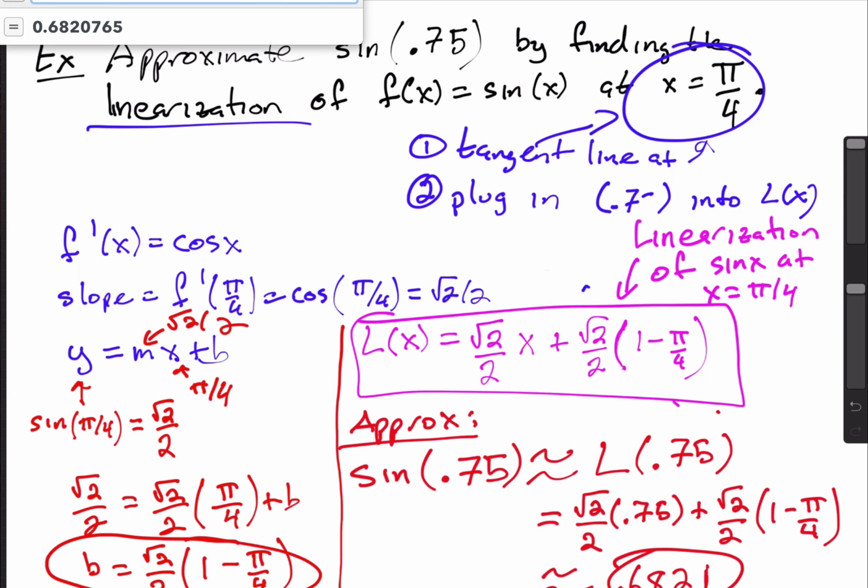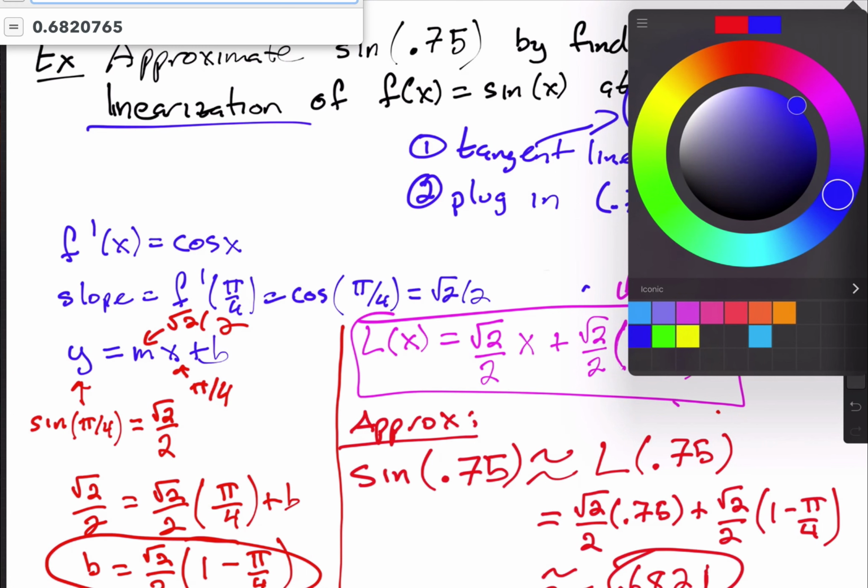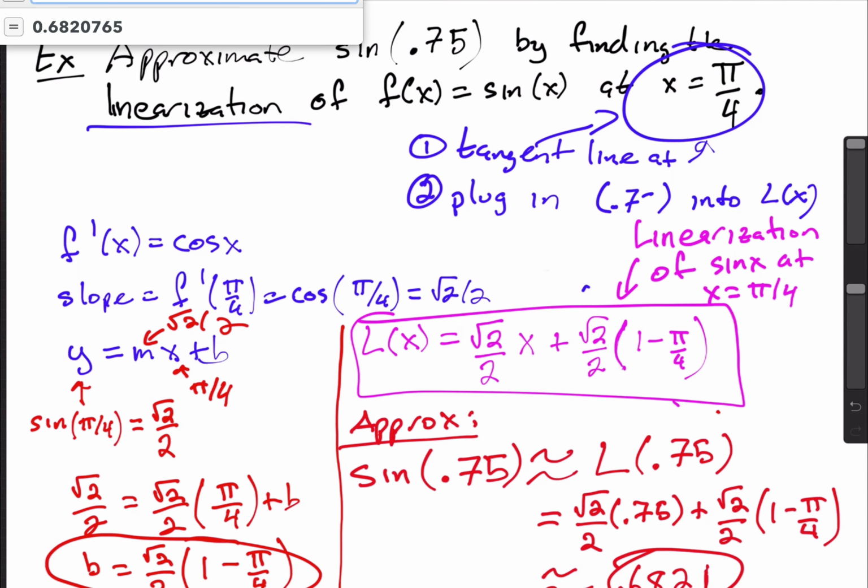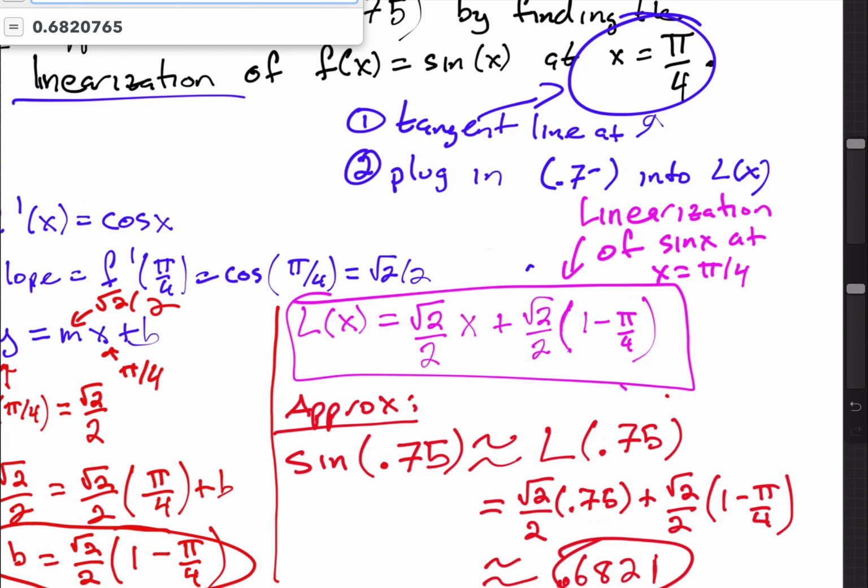Okay. So how good of an approximation is that? So what's the actual? 0.68 what? 164. 164. Okay. So pretty close, right? Yeah, that's pretty good.